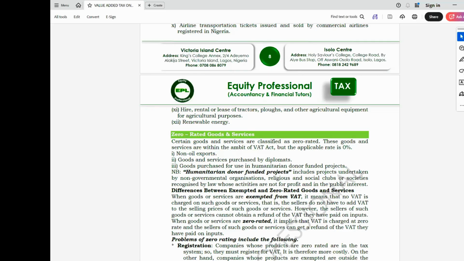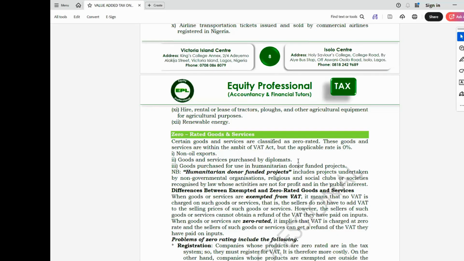Destination principle. Once goods are being exported out of Nigeria, that means they are not going to be consumed in Nigeria. So non-oil exports, any form of export, is at the rate of 0%, which means value added tax will not be liable on them. Then goods and services purchased by diplomats.